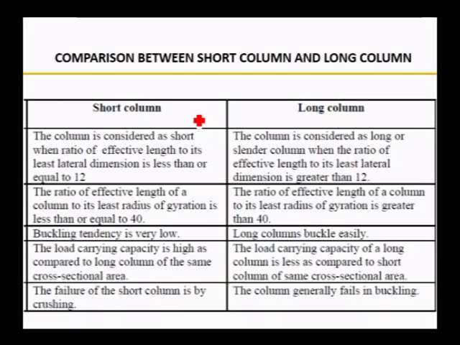Taking the ratio of effective length of the column to its least radius of gyration, if it is less than 40, it is called a short column. If it is greater than 40, it is called a long column. One more important point is that in a short column the buckling tendency is very low. It buckles least, whereas long columns buckle easily. Load carrying capacity is high in a short column compared to a long column.